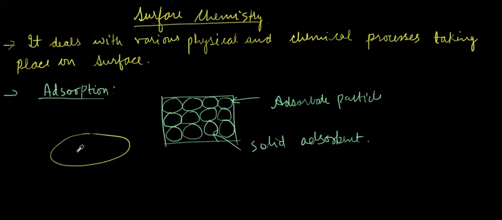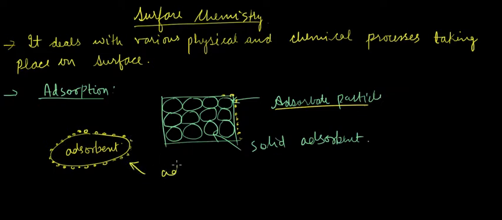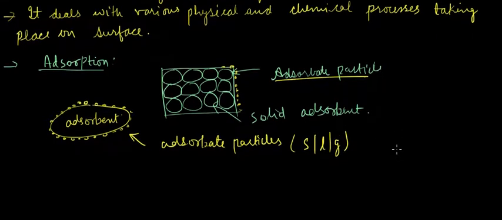So we have this adsorbent, which is, let's say, some solid particle, and this actually adsorbs some of the particles on its surface. We can draw these particles here as well. So these are adsorbate particles which are getting adsorbed on the surface of adsorbent. Okay, so these are adsorbate particles which can be solid, liquid, or gas. So adsorption is a surface phenomena.